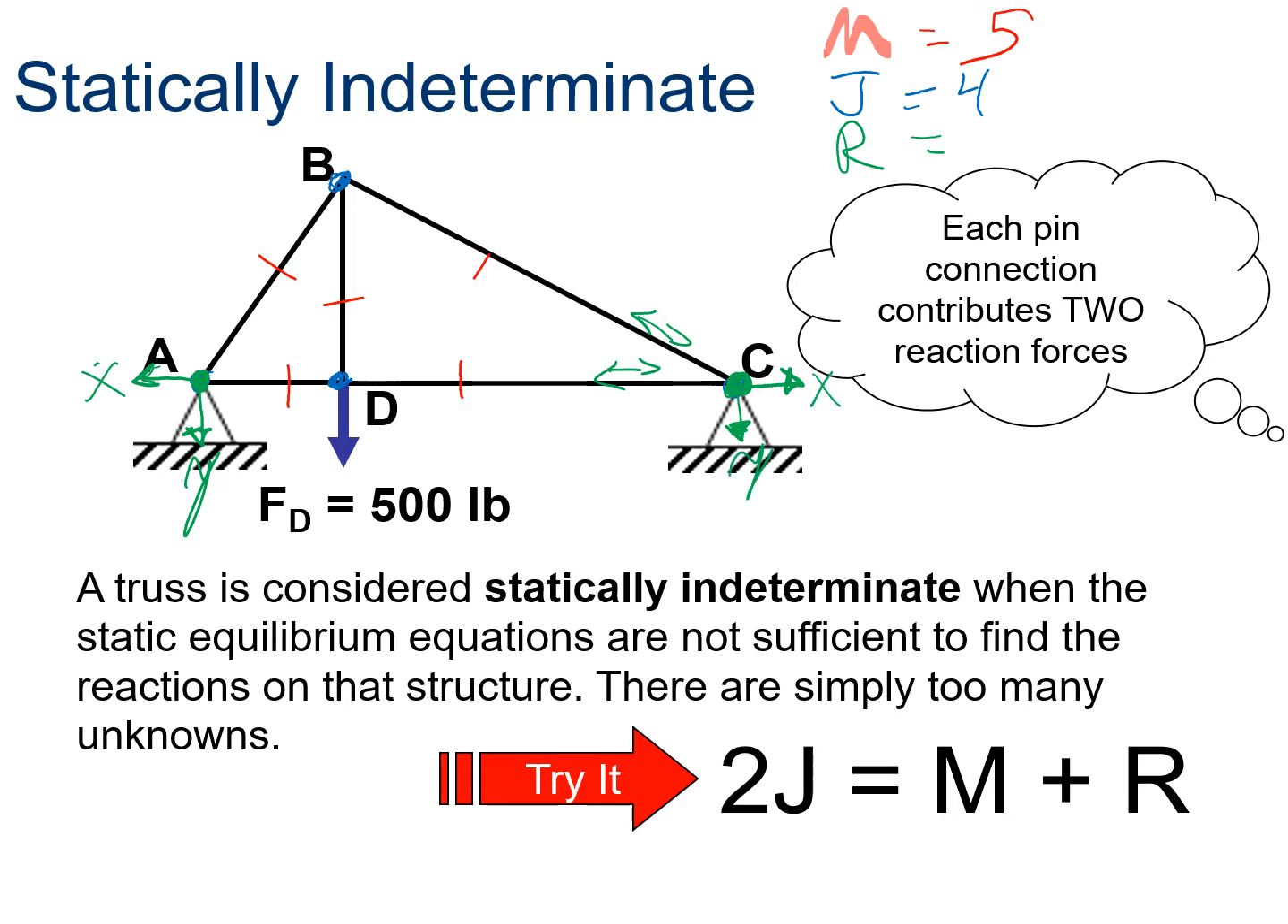A positive Y, negative Y, or positive X, negative X. So 2 per joint means a total of 4 possible reaction forces, 2 at each junction. So if we add that together, we get 2 times the number of joints equals 5, the number of members, plus the number of reaction forces. Those things are not equal, and so that is indeterminate.